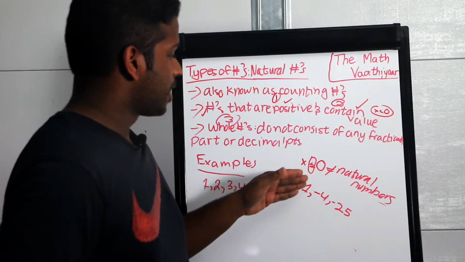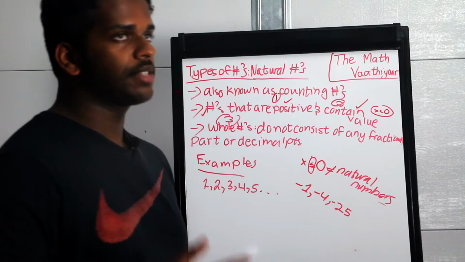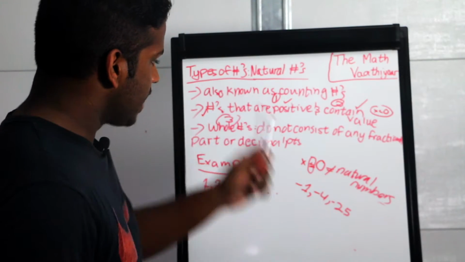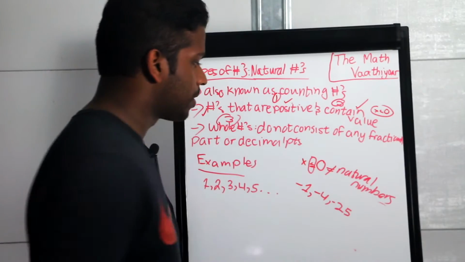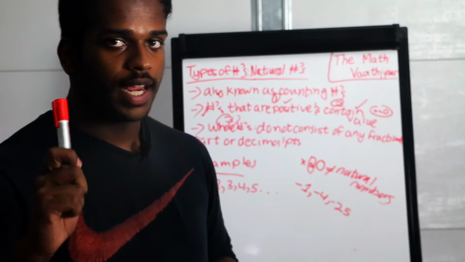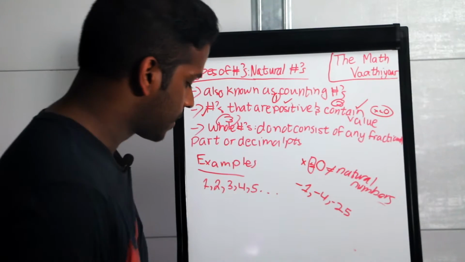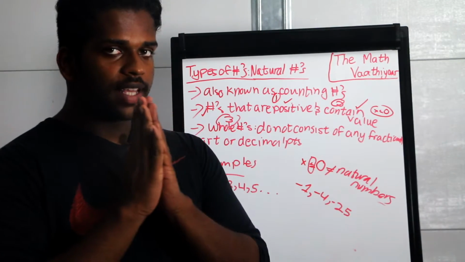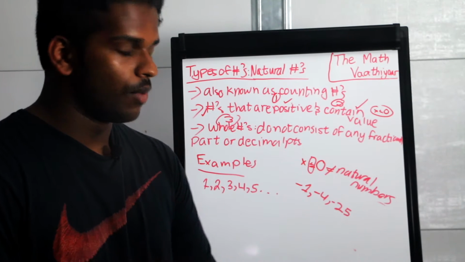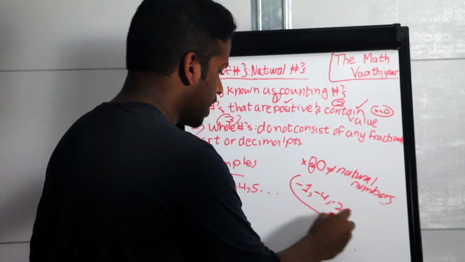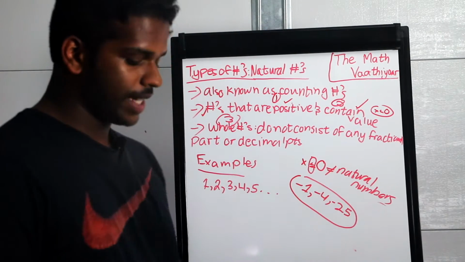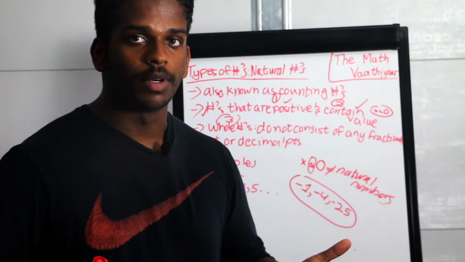Here, look at what I've written here. When x, so let x represent any number, when x is less than or equal to 0, that number is not a natural number. And why do I say this? Think about it. A number that is less than 0 would be a negative number. So numbers such as -1, -4, -25, they're all negative numbers.